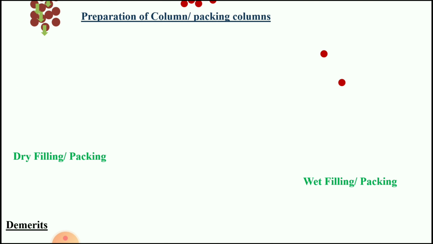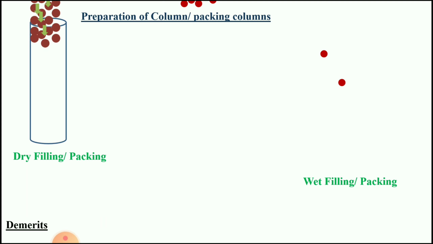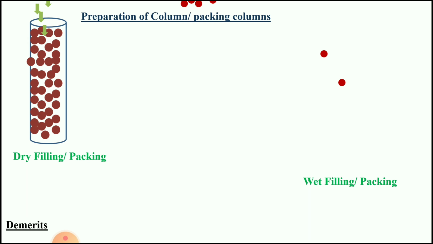For better separation, preparation of the column. For packing of columns we use two methods. The first one is the dry filling or packing method. The second one is the wet filling or packing method. In the dry packing method we take the column and fill it with dry adsorbent material. After filling the dry adsorbent material, a continuous flow of mobile phase will attain equilibrium.